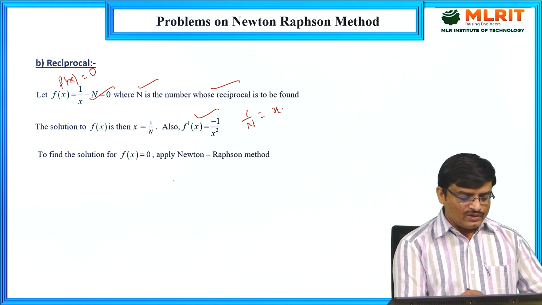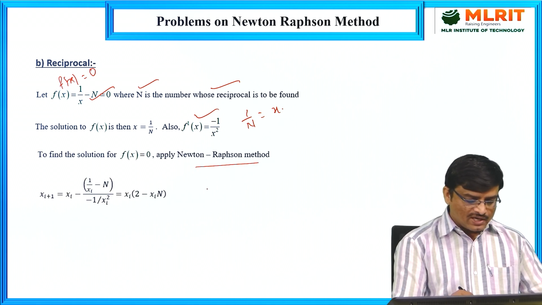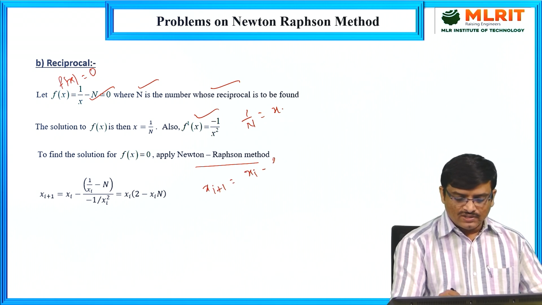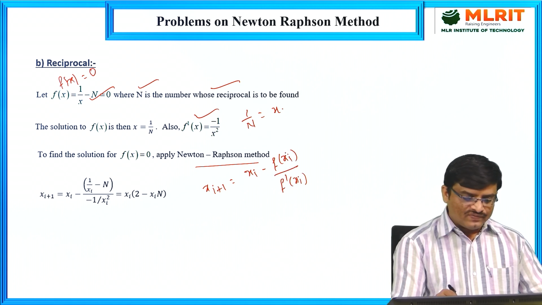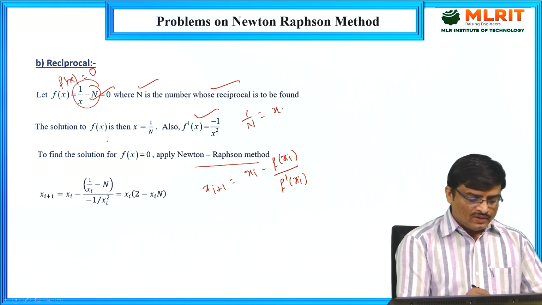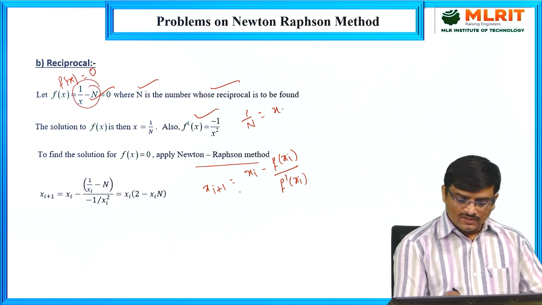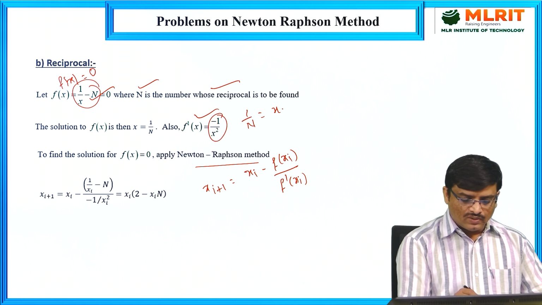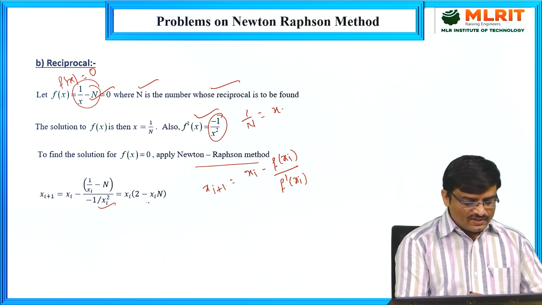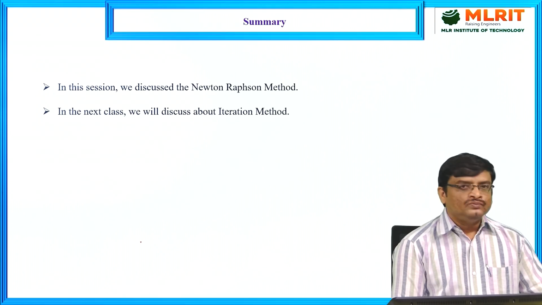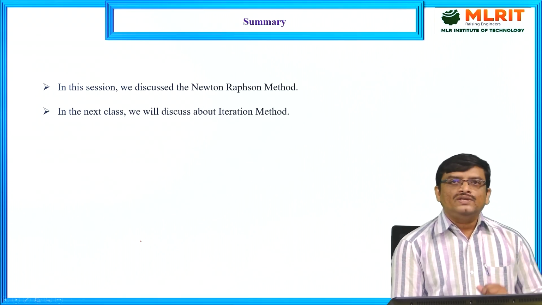Now we are ready to apply the Newton-Raphson method. We have the standard formula x suffix i plus 1 is equal to x suffix i minus f of x suffix i by f dash of x suffix i. Here, in our f of x value, replace x with x suffix i, giving 1 by x suffix i minus n. For f dash of x, we got minus 1 by x square, so replace x with x suffix i and simplify this, and you will get our required formula. This is the way we can apply the Newton-Raphson method.